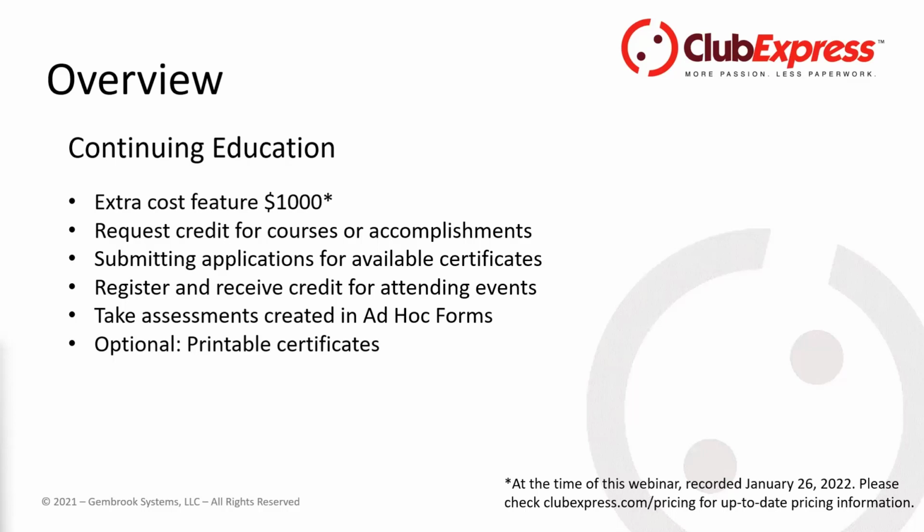We'll also go over how users submit applications for available certificates. We'll review how people register for events and then also how they receive credit for attending those events and how that credit applies to the continuing education module. And we'll also do a brief overview of how you can use the ad hoc forms module to present assessments to your users, and we'll look at what that looks like from the user side. And then we'll also talk briefly just about what it looks like when you have an organization that has printable certificates in the continuing education module.